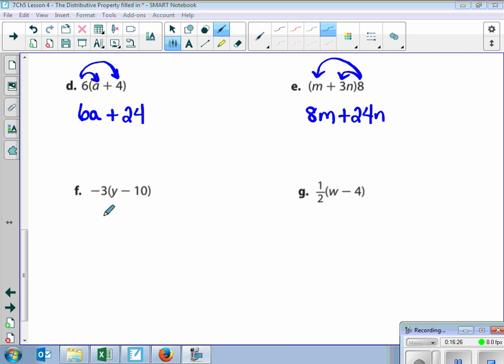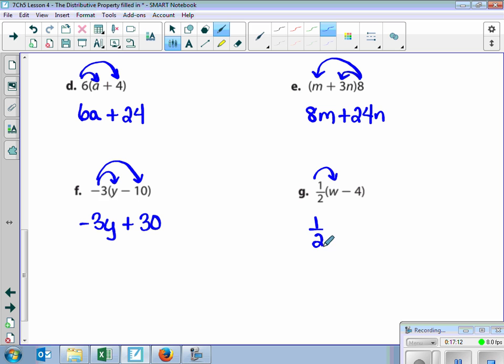So for example, for problem F, we have negative 3 times a quantity y minus 10. So we're going to do negative 3 times y, which is a negative 3y. Now we have a negative 3 times what kind of 10? Negative 10. So negative 3 times a negative 10 is a positive 30, right? So this is going to be positive 30. So this becomes negative 3y plus 30. So once again, for example, problem 3, we've got 1/2 times w. 1/2 times w is 1/2 w, right? Good. 1/2 w. Now we're going to multiply 1/2 times a negative 4, which is negative 2.